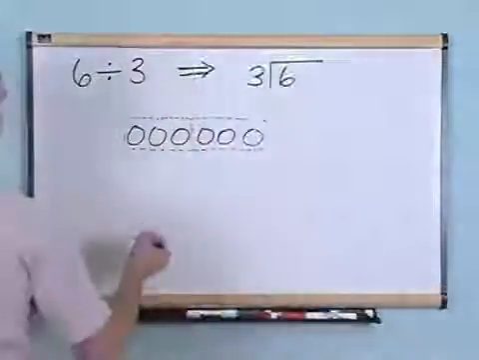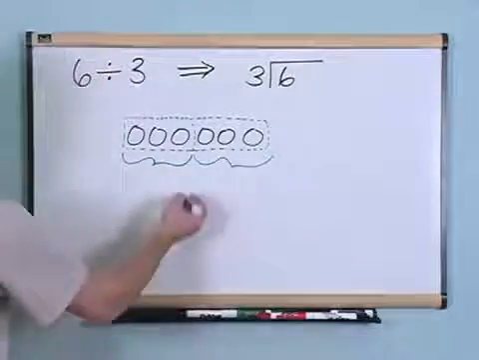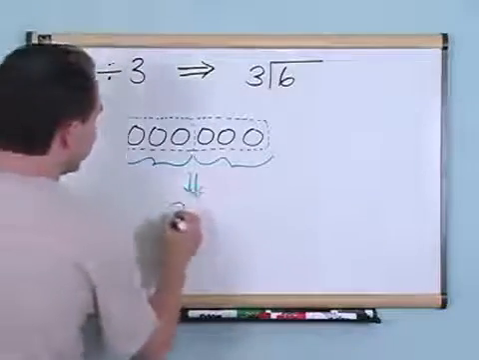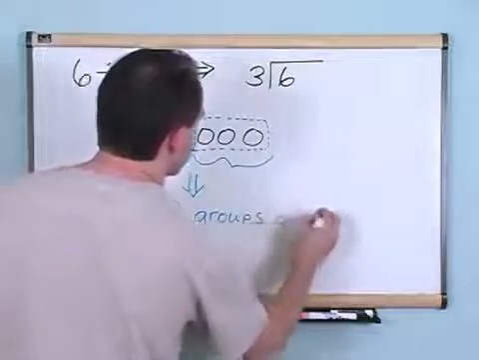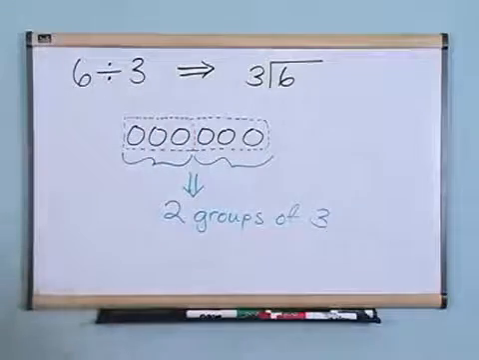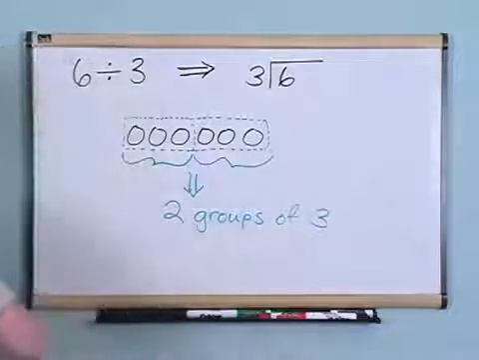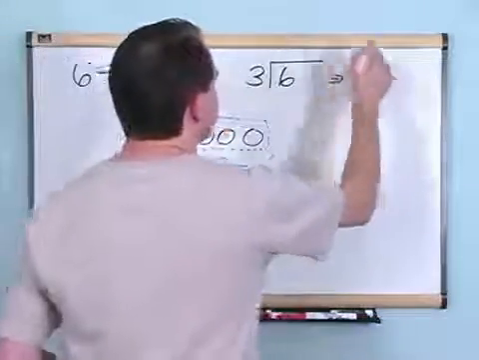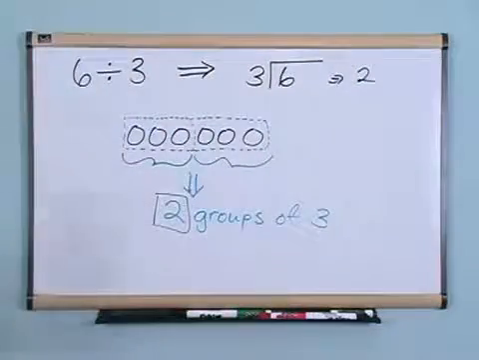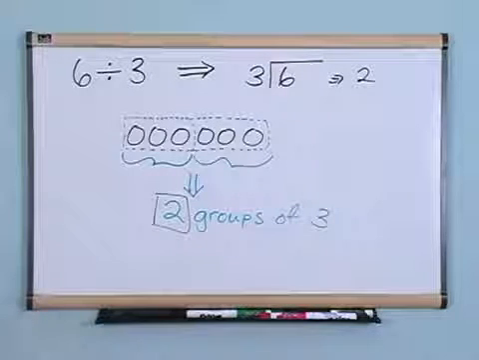Well, you see right here, here's one group, and here is another group. So there are 2 groups of 3, okay? So the answer is 2. That is the answer to this problem, 2. The answer is 2. And I'm just showing you graphically on the board exactly what it really means, and we're going to work a lot of problems and you'll understand it.